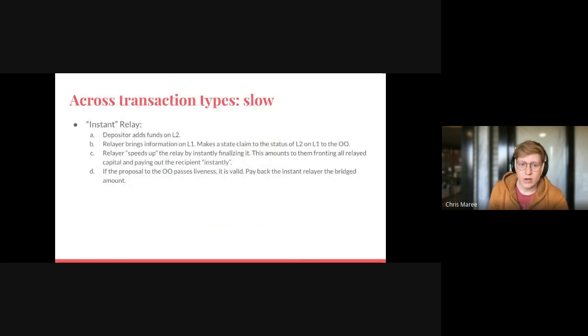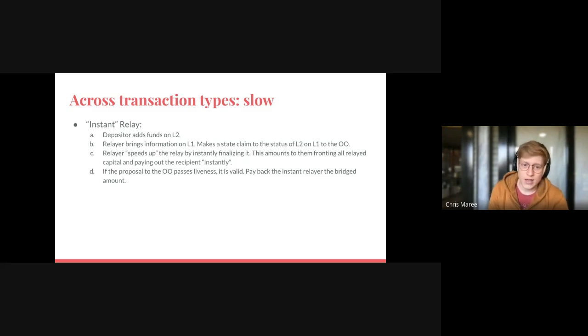So then we look at the instant class of bridging actions. The bridging action, when it's instant, is very similar to slow, except there's an additional step where we speed up the relay. Again, someone deposits funds on L2, someone brings that information onto L1 and makes a state claim to the optimistic oracle. So those points A and B are the same as in the slow case. And then C is where things change slightly.